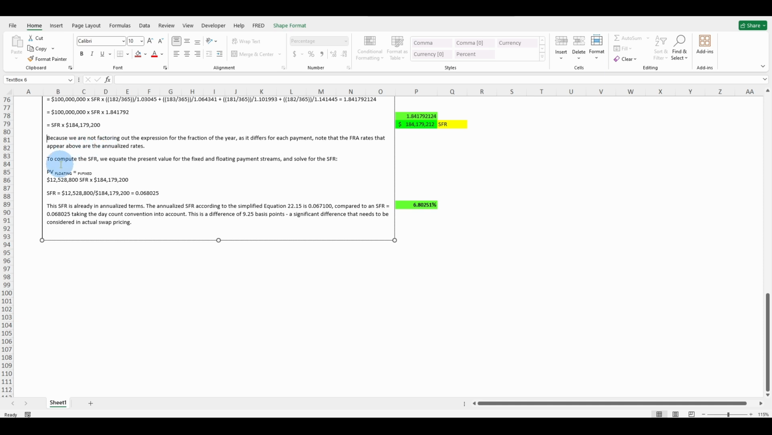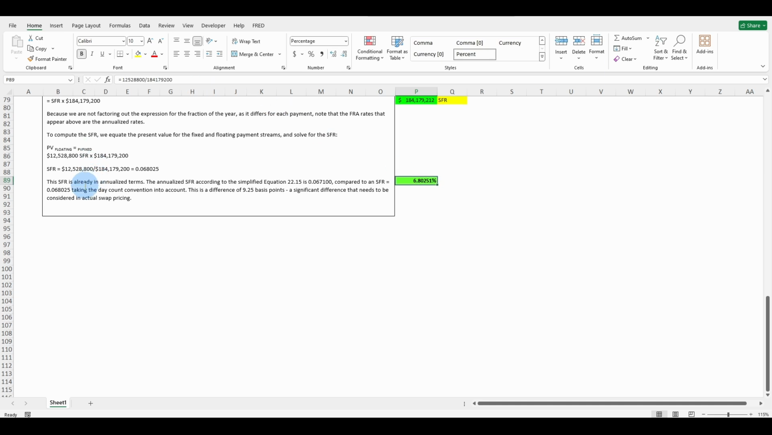To compute the SFR, we equate the present value for the fixed and floating payment streams and solve for the SFR. PV floating equals PV fixed, 12.58 equals SFR times 184.179. So we get this SFR of 12.5 million divided by 184.1 million equals 0.068025. Right here, we've got this simple. The SFR is already in annualized terms.